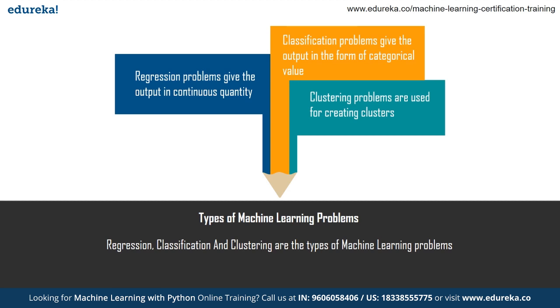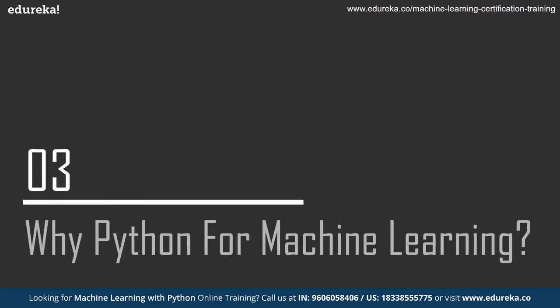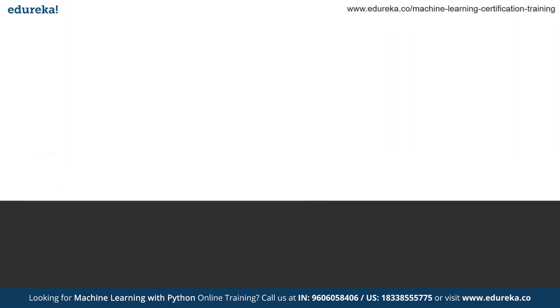Some of the algorithms that are used for these problems, for let's say regression, is linear regression. For classification, we have logistic regression, and for clustering, k-means. These are the common algorithms that are used for these problems. And now comes the part where I will tell you why we choose Python for machine learning, guys. So what exactly makes Python the best programming language for machine learning?